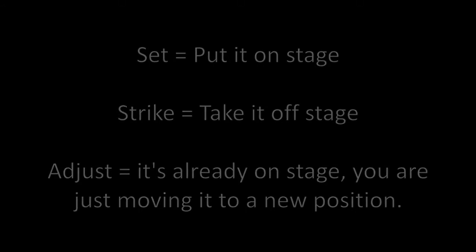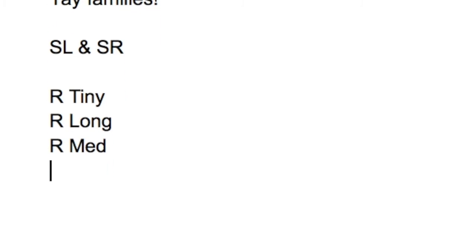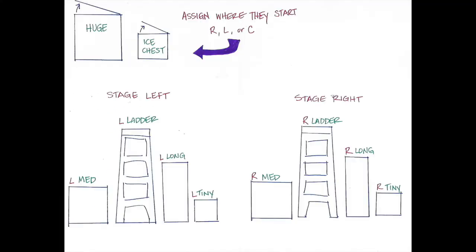All right, there are 2 mediums, 2 longs, 2 tinies, and 2 ladders. So the best way to think of them is 2 families. One is the stage right family, and one is the stage left family. They are named as follows. The stage right family is the right tiny, right long, right medium, and right ladder. Same thing goes for stage left. Really simple and straightforward. In your notation, just list the boxes by left or right.